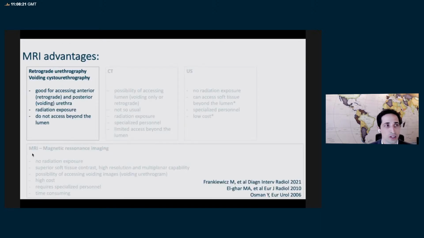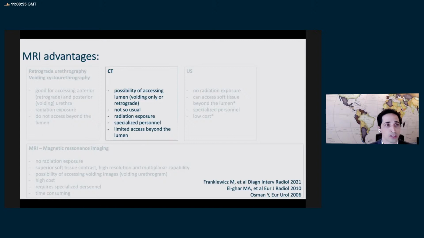As you saw, it's very possible to study the urethra and urethral stenosis with retrograde urethrography and voiding cystourethrography. It's good for assessing not only the anterior but also the posterior urethra, but there is radiation exposure, and the big problem is that it does not access beyond the lumen.